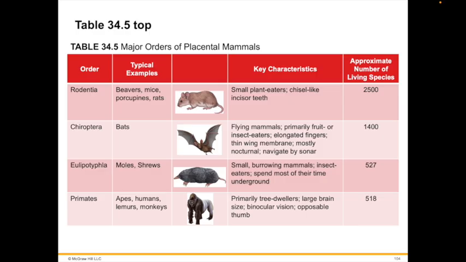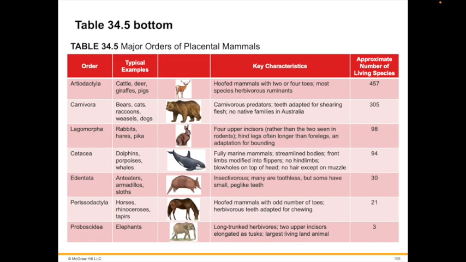So here are major orders of placental mammals: Rodentia, Chiroptera, Eulipotyphla, and then the primates. And even more: Artiodactyla, Carnivora, Lagomorpha, Psittacea, Edentata, Perissodactyla, and then Proboscidea.